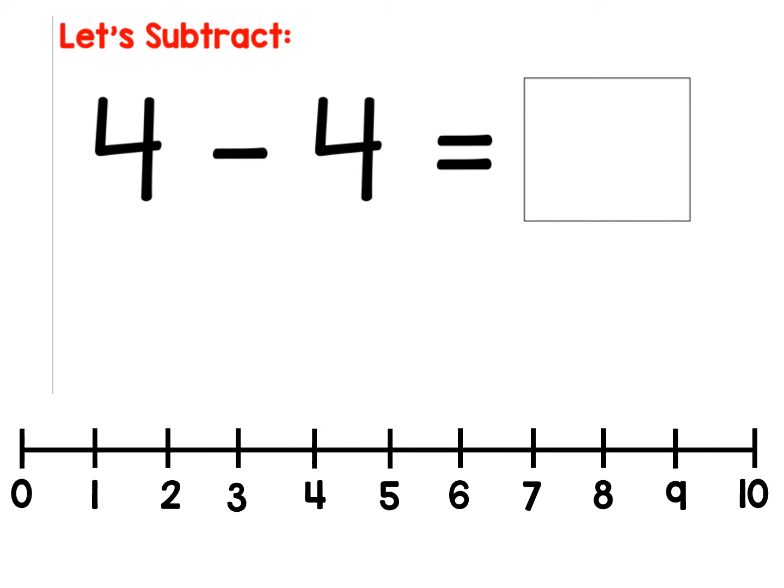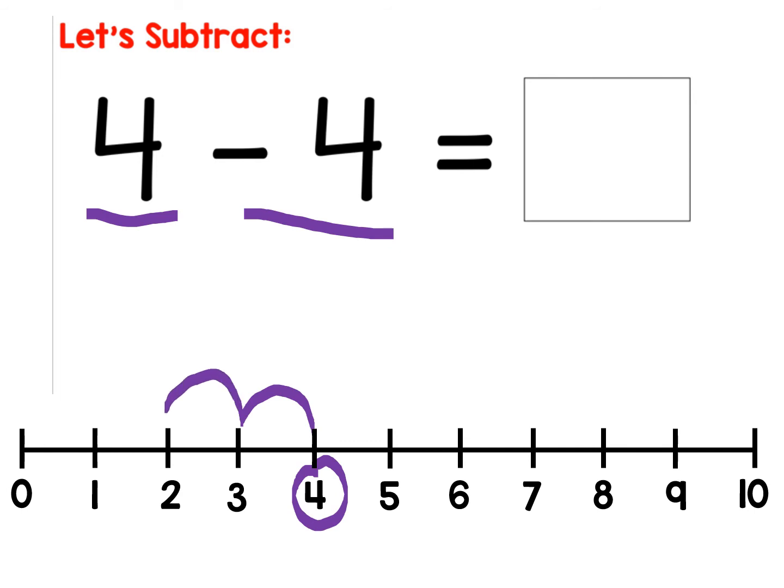4 minus 4. So I have to start at 4 and then hop backwards 4. So here's where I start, 4, and hop back 4. 1, 2, 3, 4. And I know I did it correctly because I made 4 hops and I got smaller. So my difference or answer is 0.